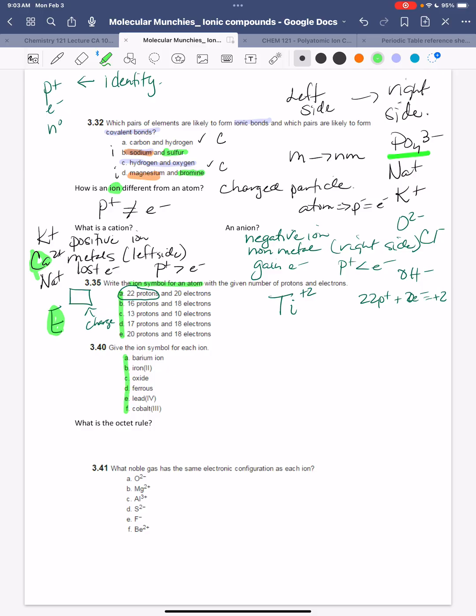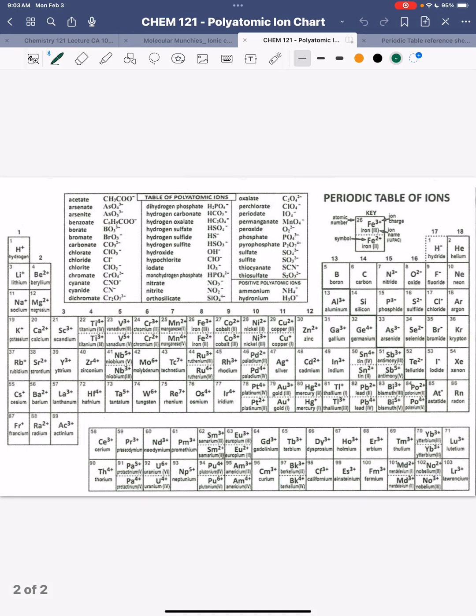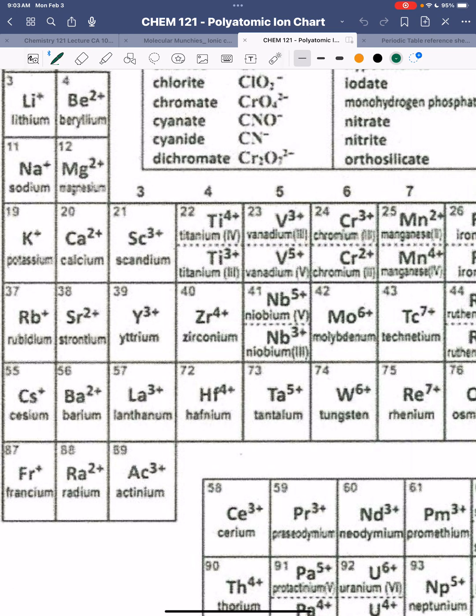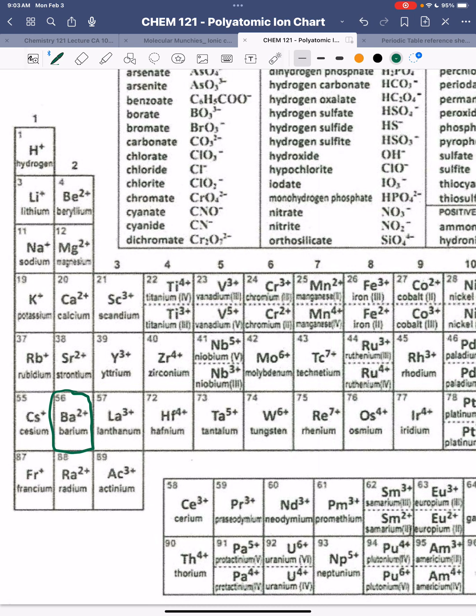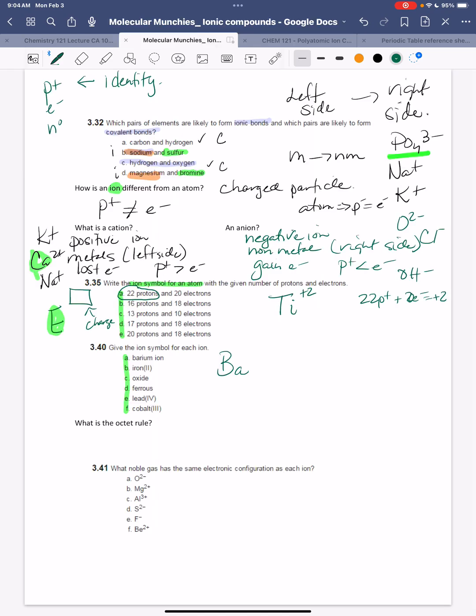I want to go down here and look at these where it's giving you some information, and it's asking you to give the symbol just like before, but in a different way. So when I look at barium, I know that barium is Ba, and when I look at the chart I gave you, because it's in this alkaline earth metal family, just like all of these guys, they're all going to have a +2 charge. So when I go to write that ion, I know that barium is +2.